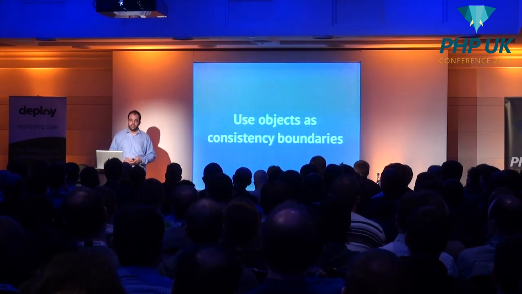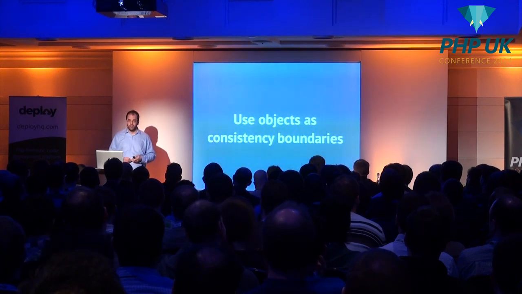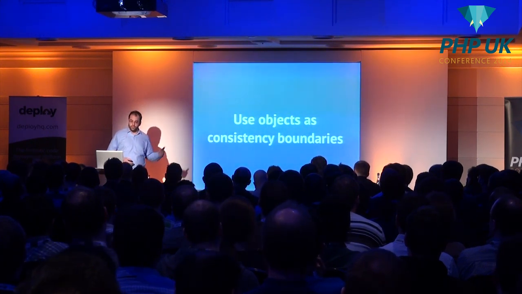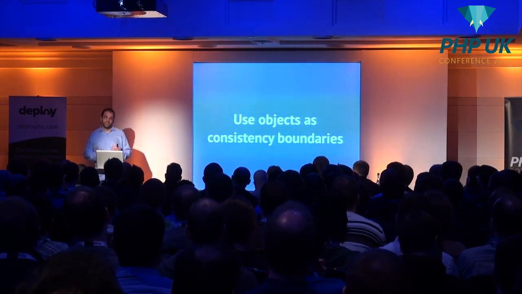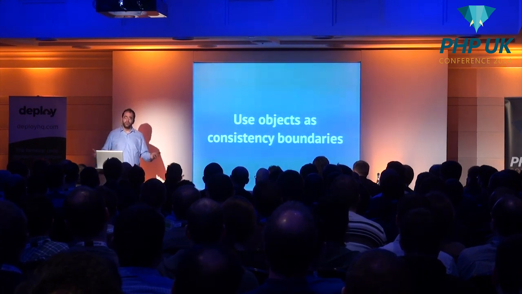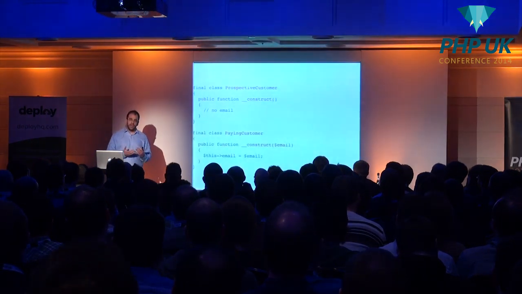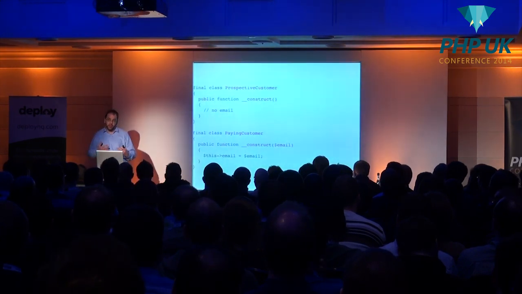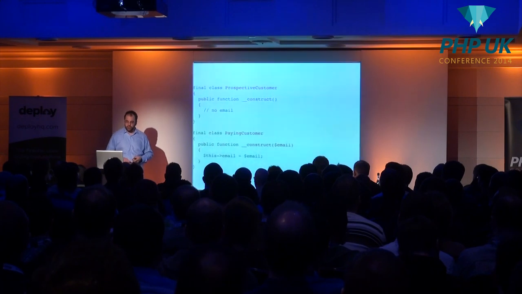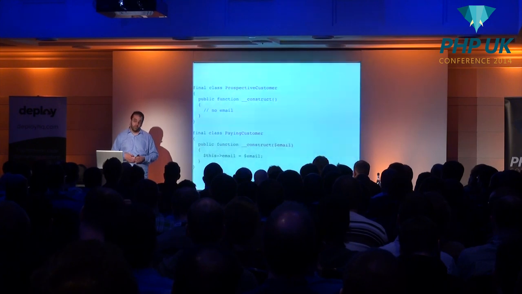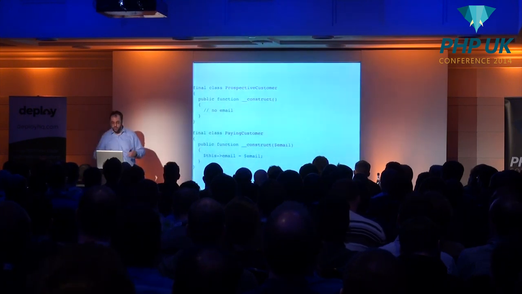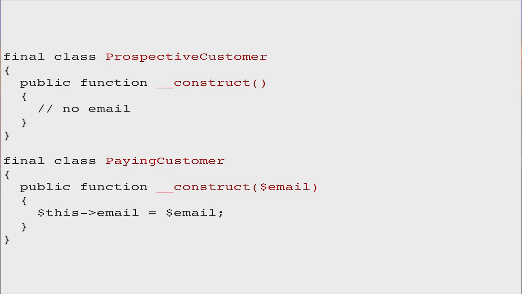If your domain is like that, if the problem you're trying to solve is more ambiguous than the rule I showed first, where a customer always has an email address, then maybe you are missing some concept. Maybe there's two kinds of customers. For example, you could have a prospective customer, and maybe the moment you actually sell something to them, they become a paying customer. And to have a paying customer, they will need an email address because you need to send them invoices, etc. So here we still have objects as consistency boundaries.